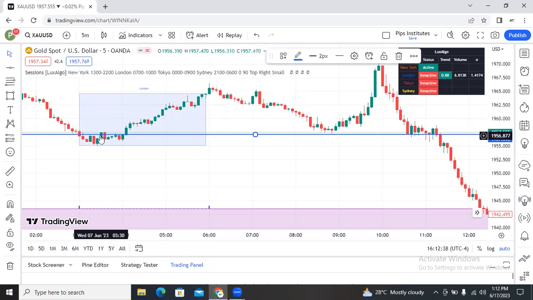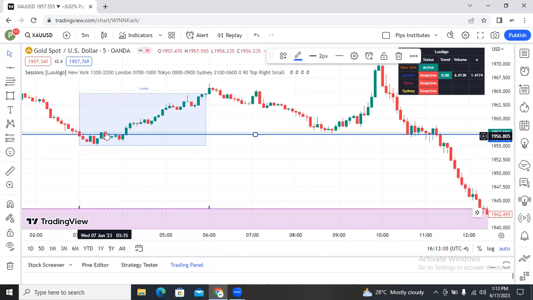So once we see a change of character, we know that we are already in the what? This has already formed the low of the day for us. Once it falls within this box, between 2 a.m. to 5 a.m. New York time, you should know that this is your time. And this is the low of the day because there's already a change of character coming from the downtrend. So we know that from here we are already in an uptrend.